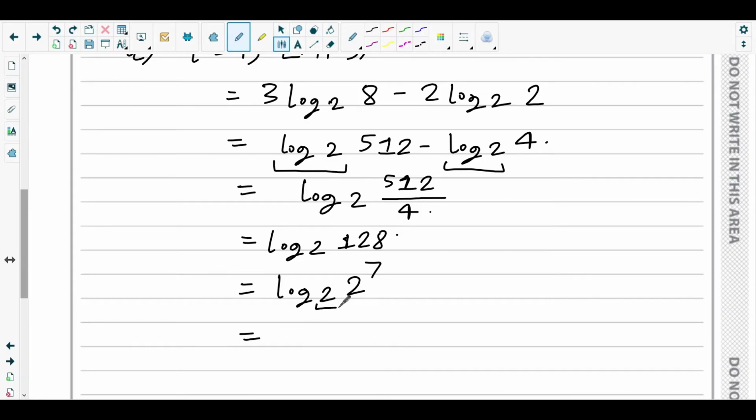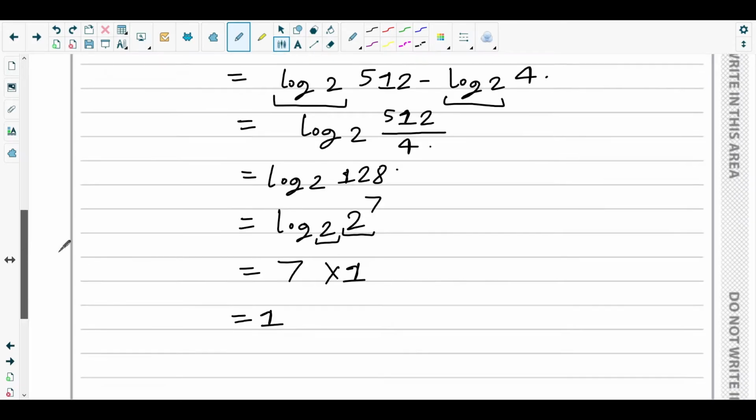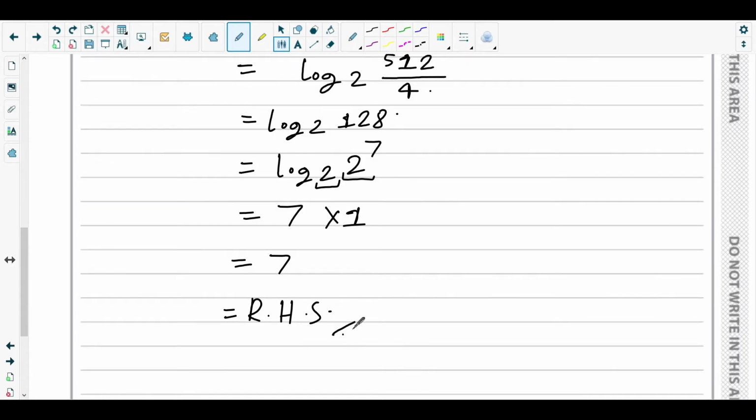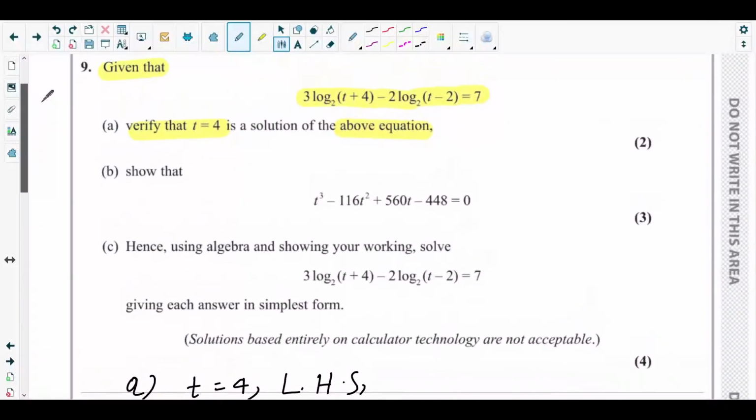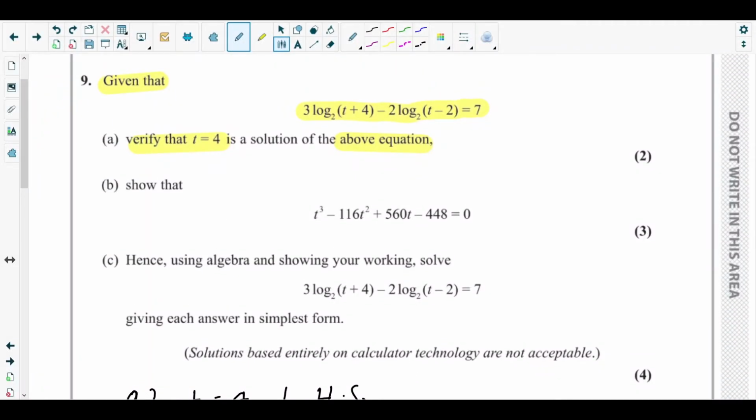So the base and the constant are both equal, so we will use the power rule to take 7 in front. So 7 and log base 2 of 2 is 1. So 7 times 1 equals 7, which equals the right hand side. So this is verified. That's it.